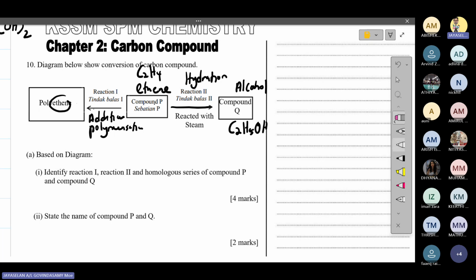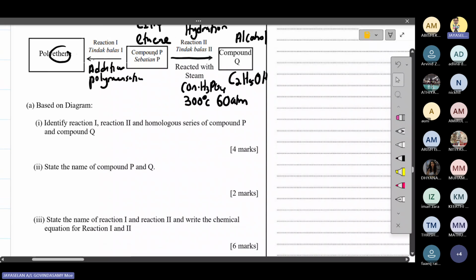So you already got all the information. Under this hydration, we need a catalyst, concentrated phosphoric acid, 300 degrees Celsius, 60 atm. Cannot forget, must remember. Okay, any question? No question. So I want to get 4 marks now.